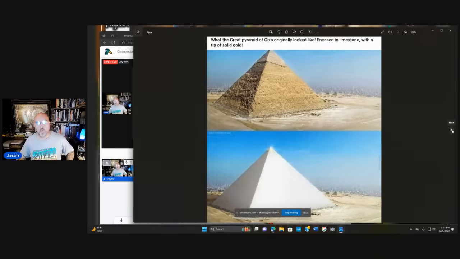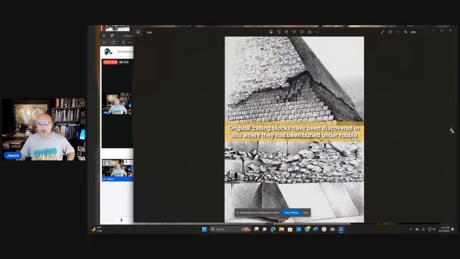Its dimensions would have been 200 inches larger to account for 100-inch casing stones on each side, no matter how you measured it. So the original casing blocks have been discovered in situ where they had been buried under the rubble. This discovery was in 1837, right here. Here are the in situ blocks.